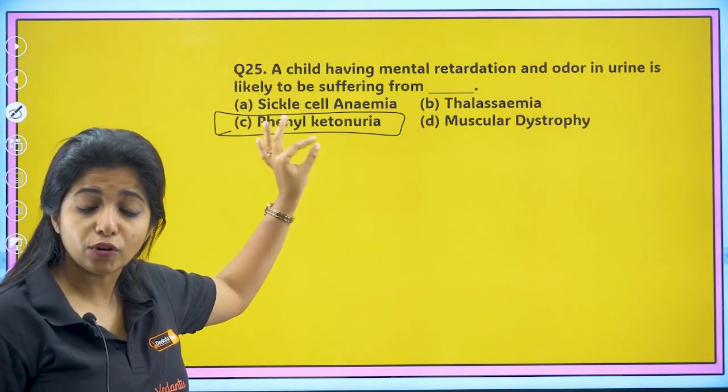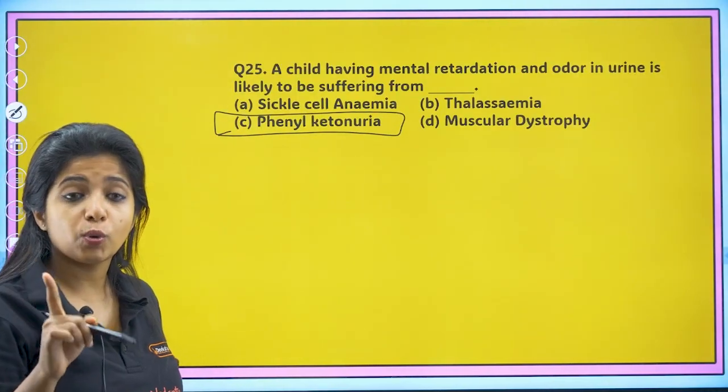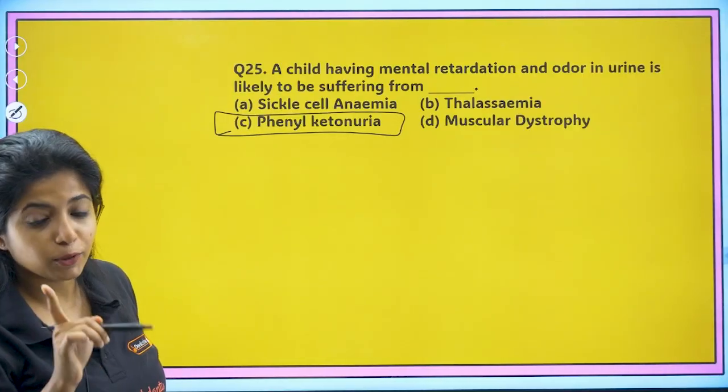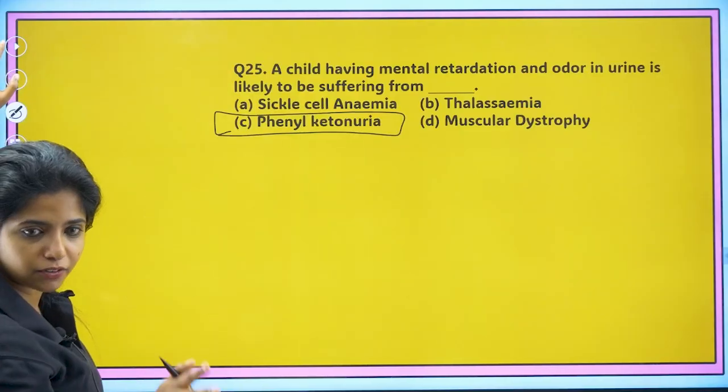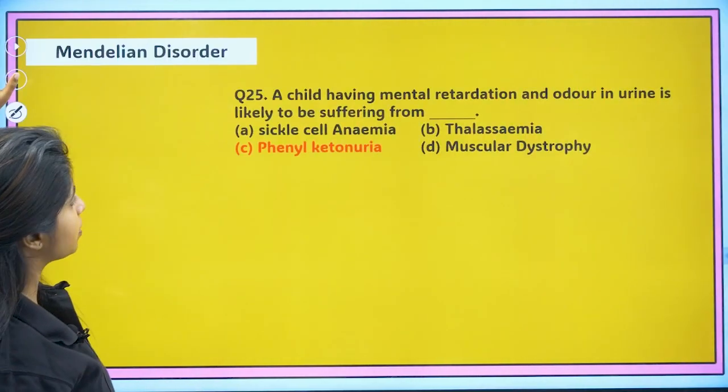Phenylketonuria is an example of autosomal recessive disorder and also an example of pleiotropy. Pleiotropy means one gene responsible for multiple traits. Okay, I hope you remember that.